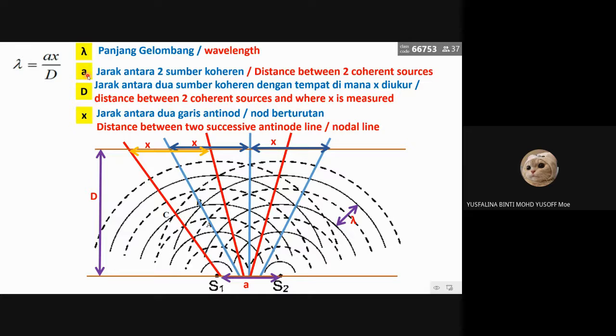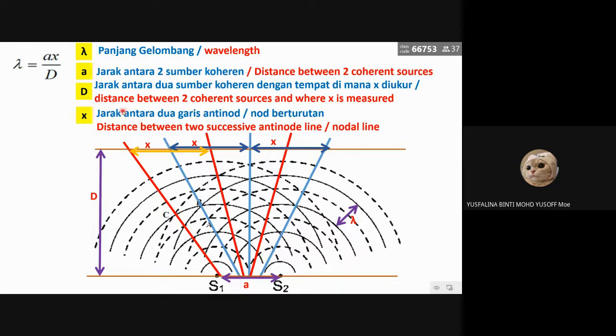Okay, and then for A, A is the distance between two coherent sources, from source 1 and source 2. Because you already know for interference to occur, you need two sources of water wave. So the distance between those two sources, we call it A.